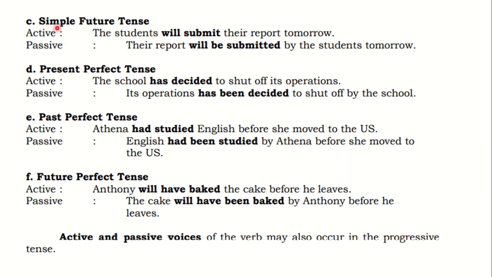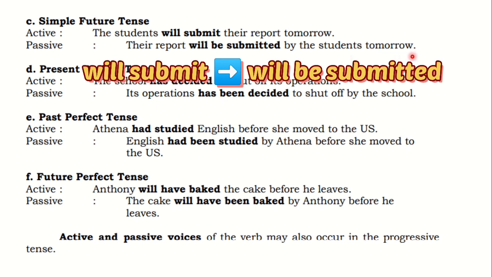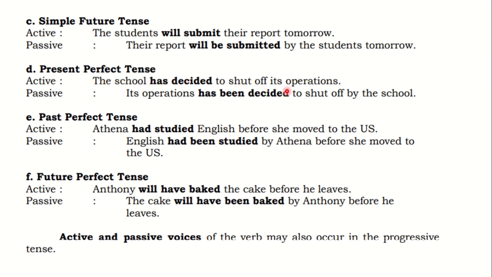Next, we also have simple future tense. If the active says, the students will submit their report tomorrow, the passive form would be their report will be submitted by the students tomorrow. Present perfect tense. The school has decided to shut off its operations. In passive, it will be its operations have been decided.